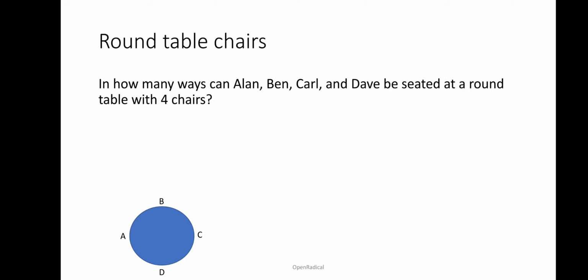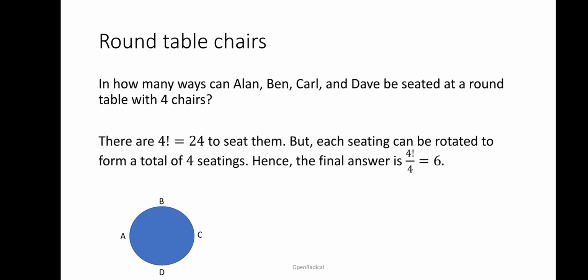Let's do another chairs problem. This time we're at a round table. In how many ways can Alan, Ben, Carl, and Dave be seated around a round table with 4 chairs? Well, there are 4 factorial ways to seat them, as we already established, but it's a round table and we can rotate it. There are 4 people and we can make 4 combinations by rotating. So we have to divide by 4, so our answer is 4 factorial divided by 4, or 6.